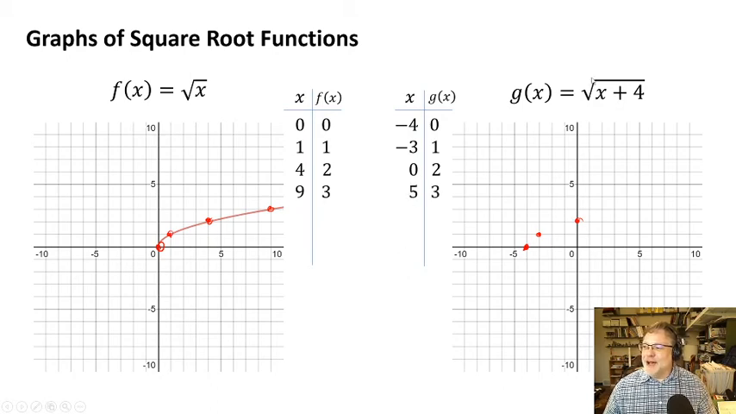If I put in 5, I'm going to get 5 plus 4, which is 9. Square root of 9 is just 3. And that's really as far as I'm going to go here. So you can see, as all those points are plotted, that the curve now does this.